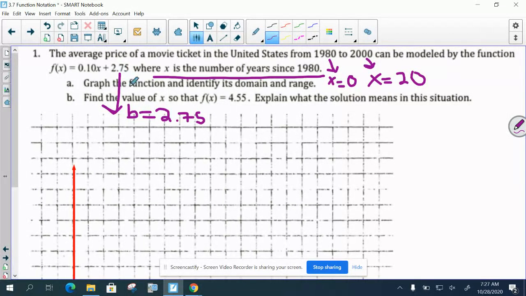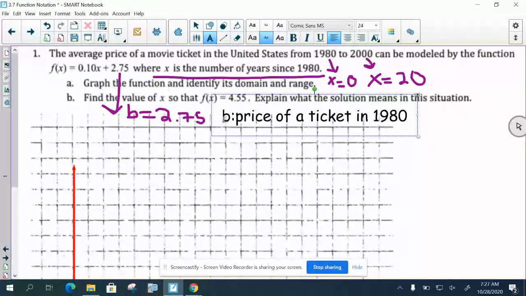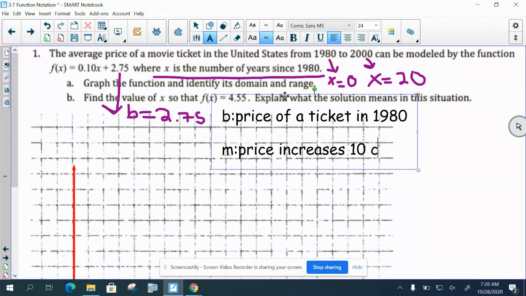So in this, the y-intercept means the price of a movie ticket, and maybe we should write that down here. So price of a ticket in 1980. Okay, and then the slope, so that's what the m means. The slope means that the average price of a movie ticket will increase by 10 cents per year. So price increases 10 cents per year, or $0.10 per year. Okay, so that's what those things mean.